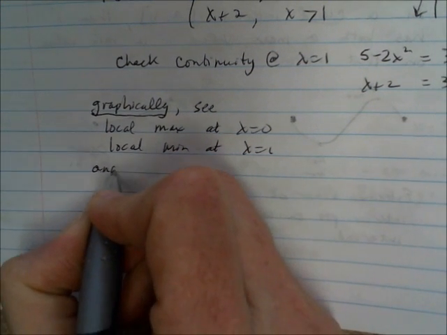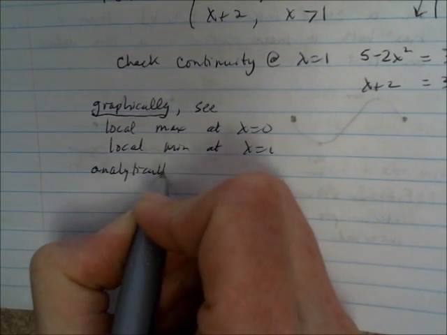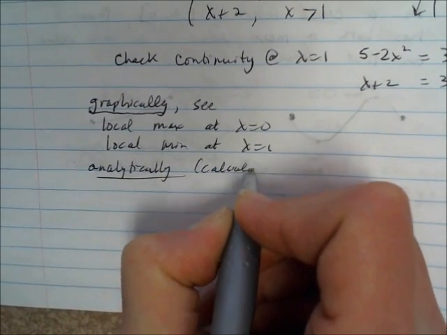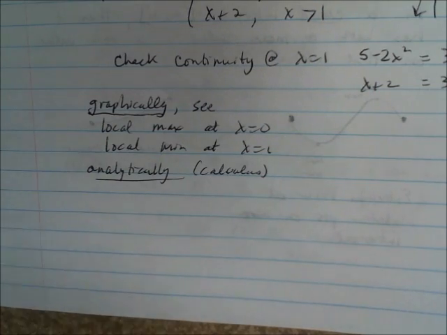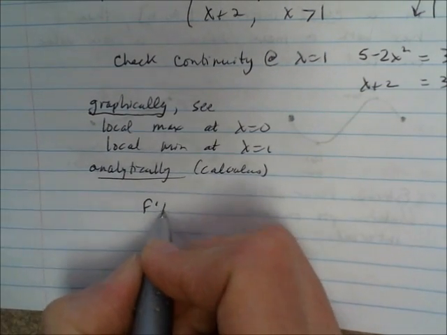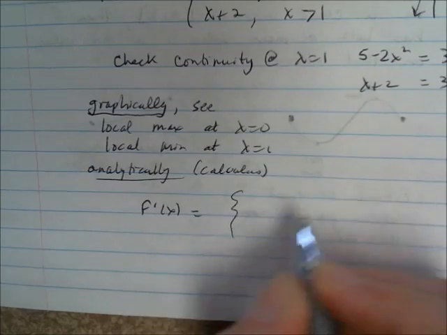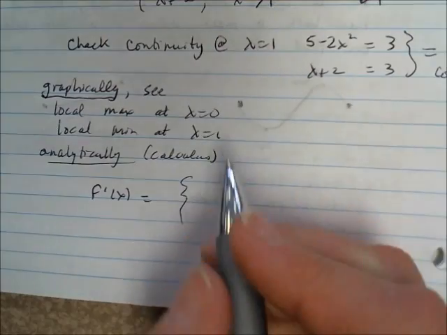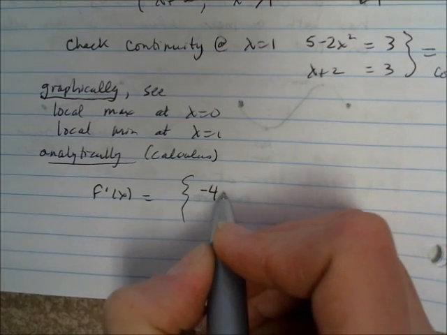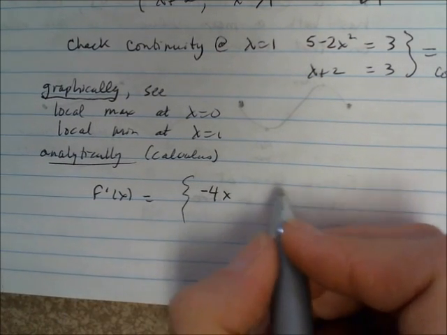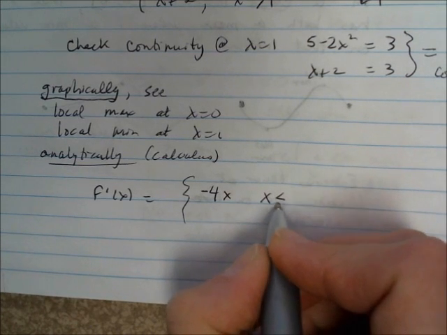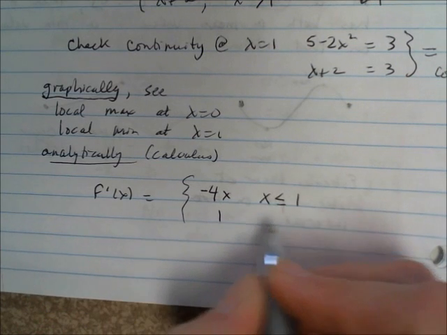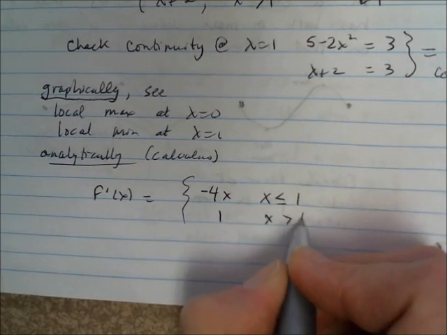So analytically, this is using calculus, which means take the derivative. F prime of x, we set that up as a piecewise function, just like the one above. So f prime of x is equal to negative 4x when x is less than or equal to 1, and f prime of x is equal to 1 when x is greater than 1.